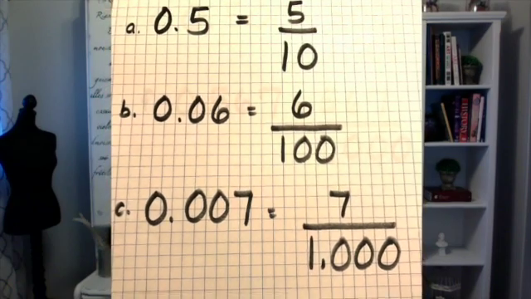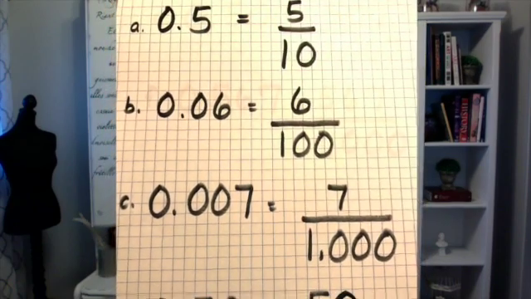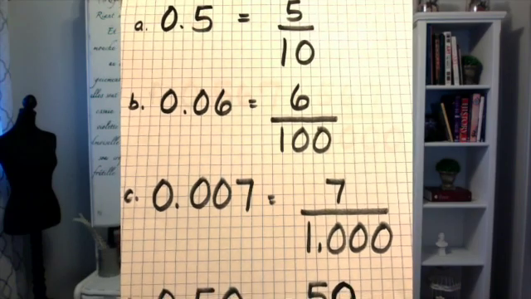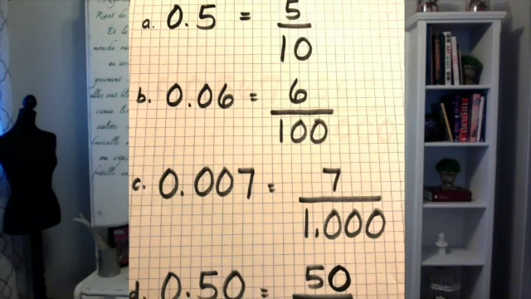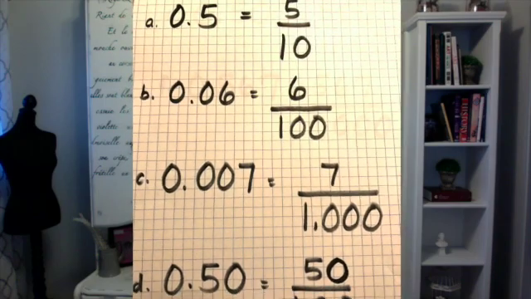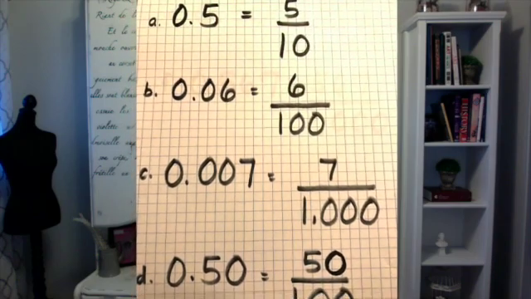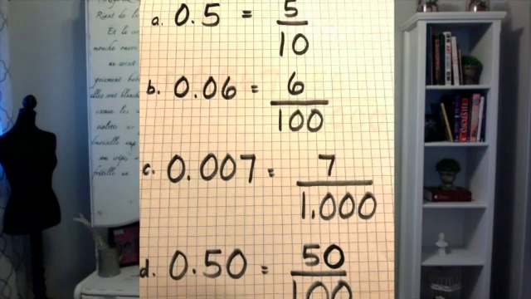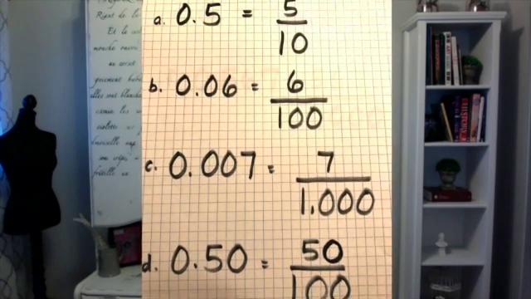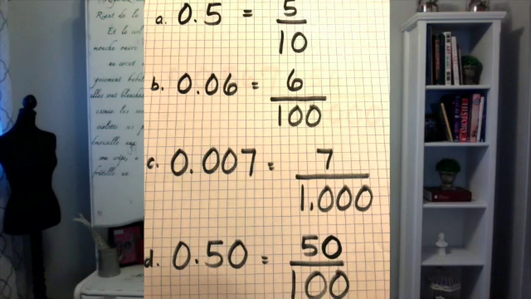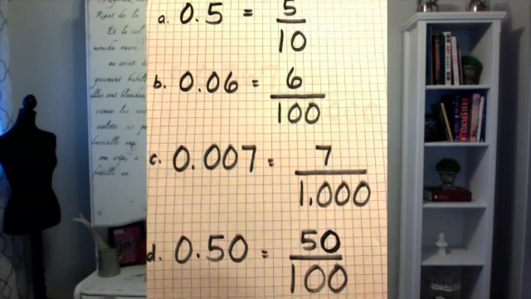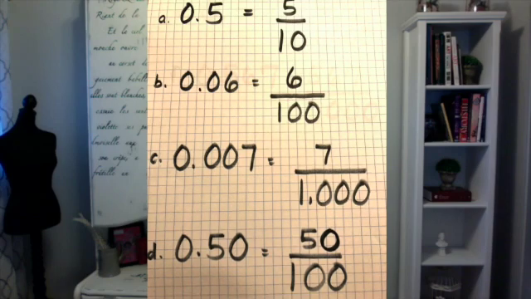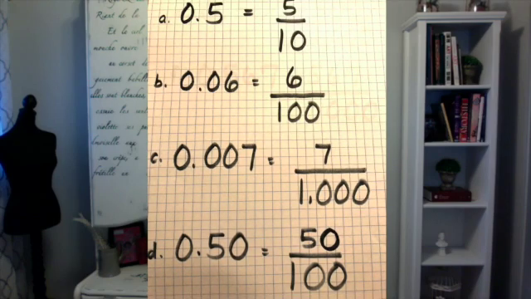For B, 0.06 would be 6/100. For C, 0.007 would be 7/1000. For D, we have 0.50, which is 50 hundredths.